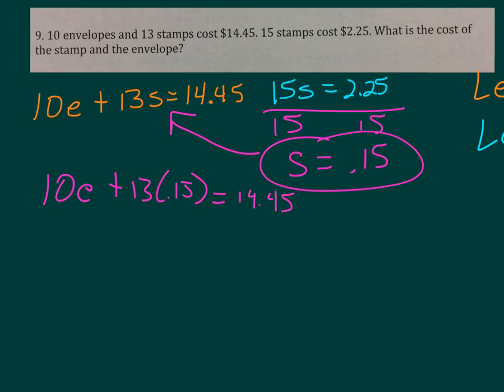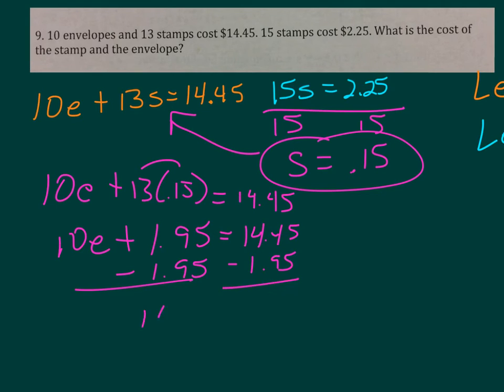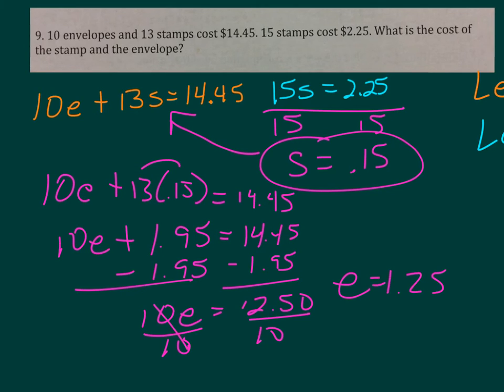So now it's just a matter of correct mathematics. So 10E plus 13 times 15 happens to be $1.95, equals $14.45. So I'm going to subtract $1.95 from both sides, and I end up getting 10 envelopes are going to cost me $12.50. Well, when I divide by 10, I see that envelopes are going to cost me $1.25. So stamps are going to cost 15 cents, and the envelopes are going to cost $1.25.